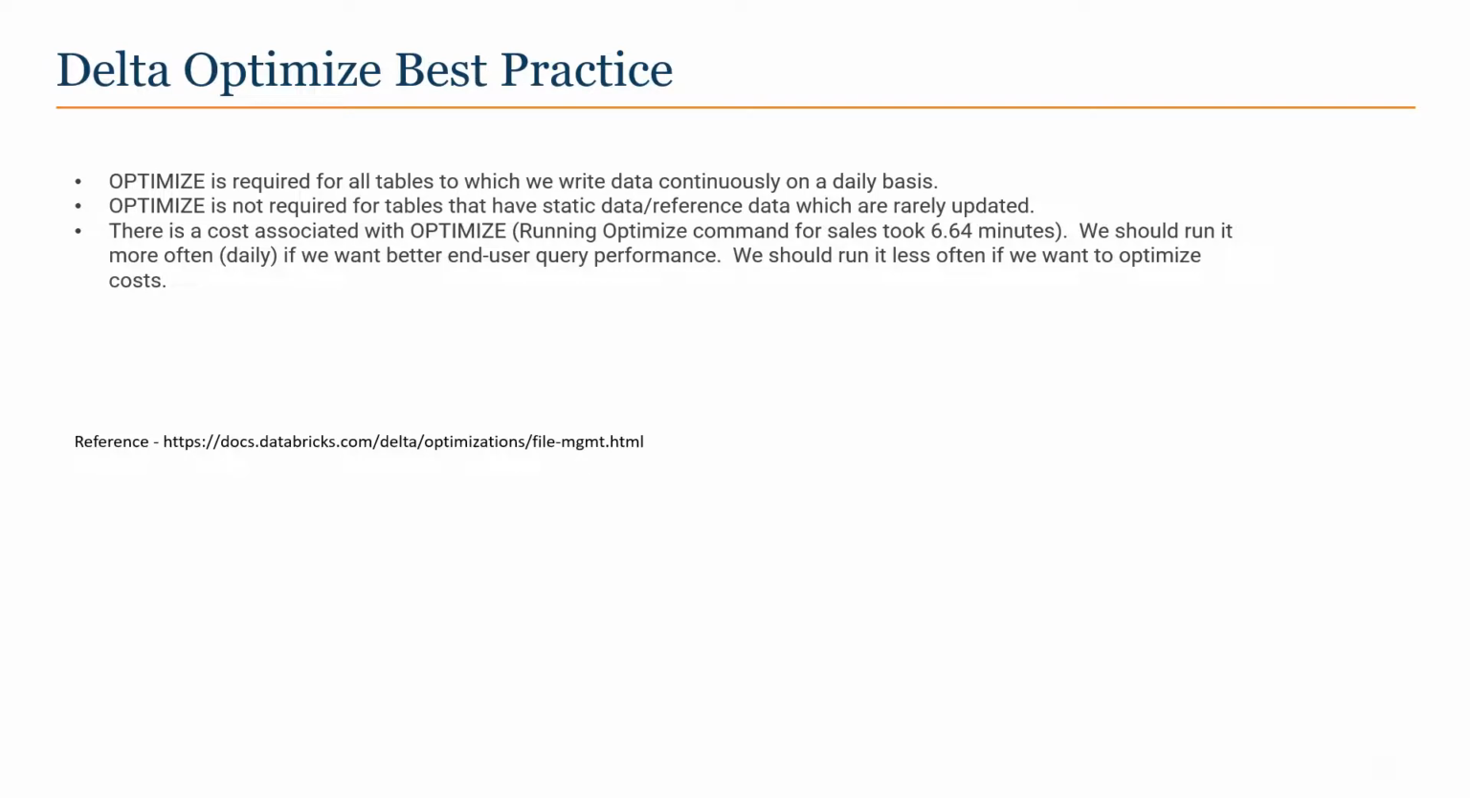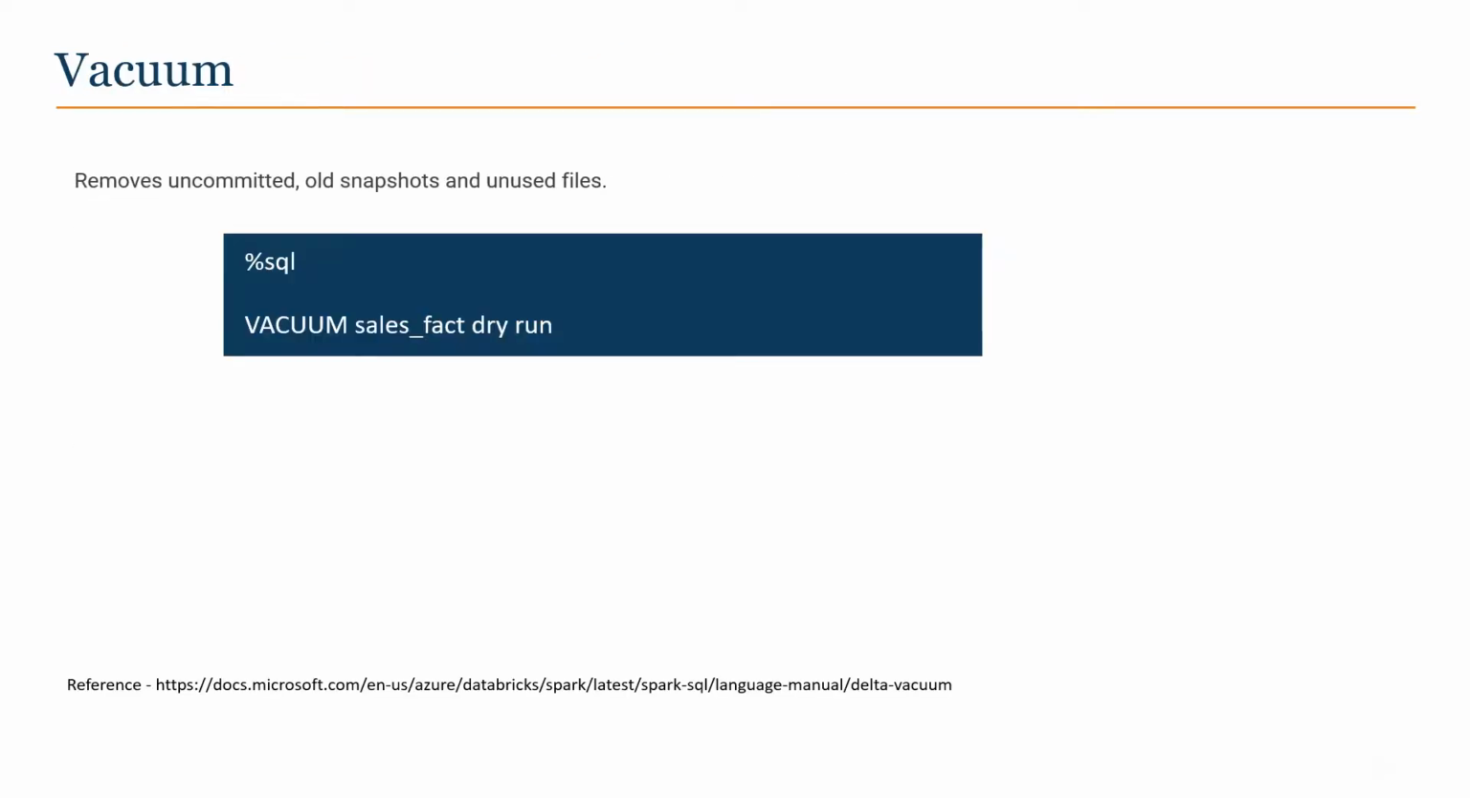We should do the data optimization periodically, based on the types of queries or operations that happen on a daily basis. We can decide whether we should run optimize on a daily basis, or maybe once in a week. We can take a decision based on that.